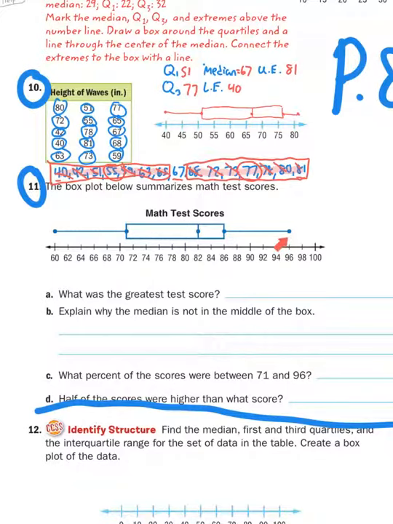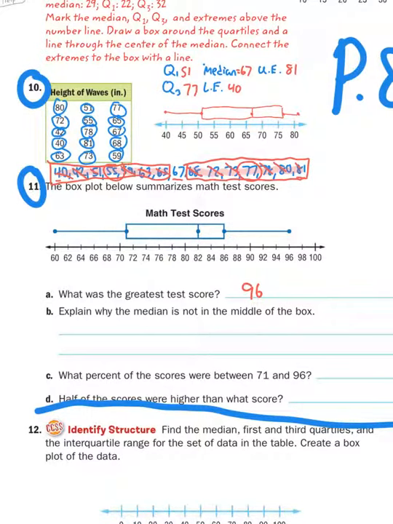Well, here's our upper extreme. The greatest score was a 96. Now, the next part, B, says, explain why the median is not in the middle of the box. So here's what they're saying. You see how this line is the median? Why is it not right here in the middle?